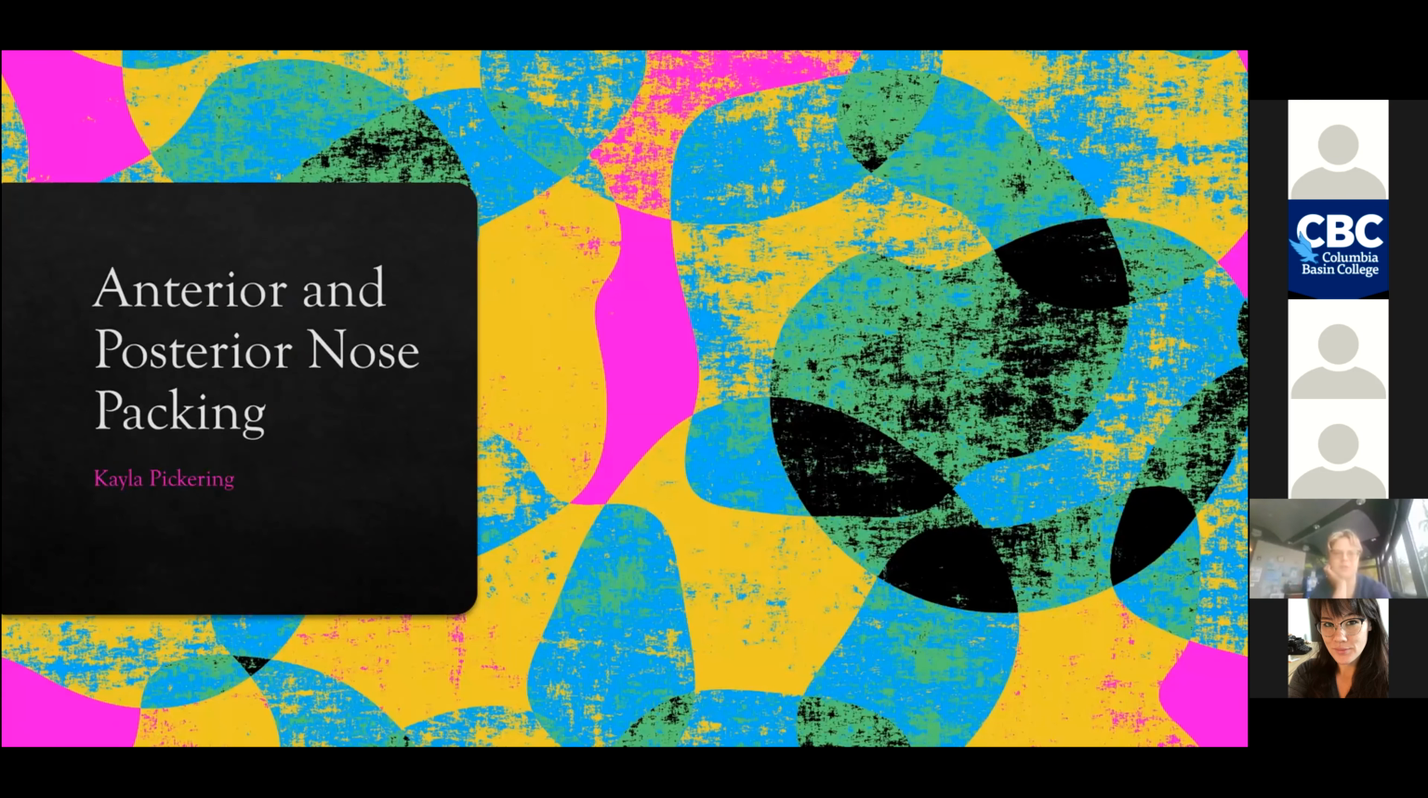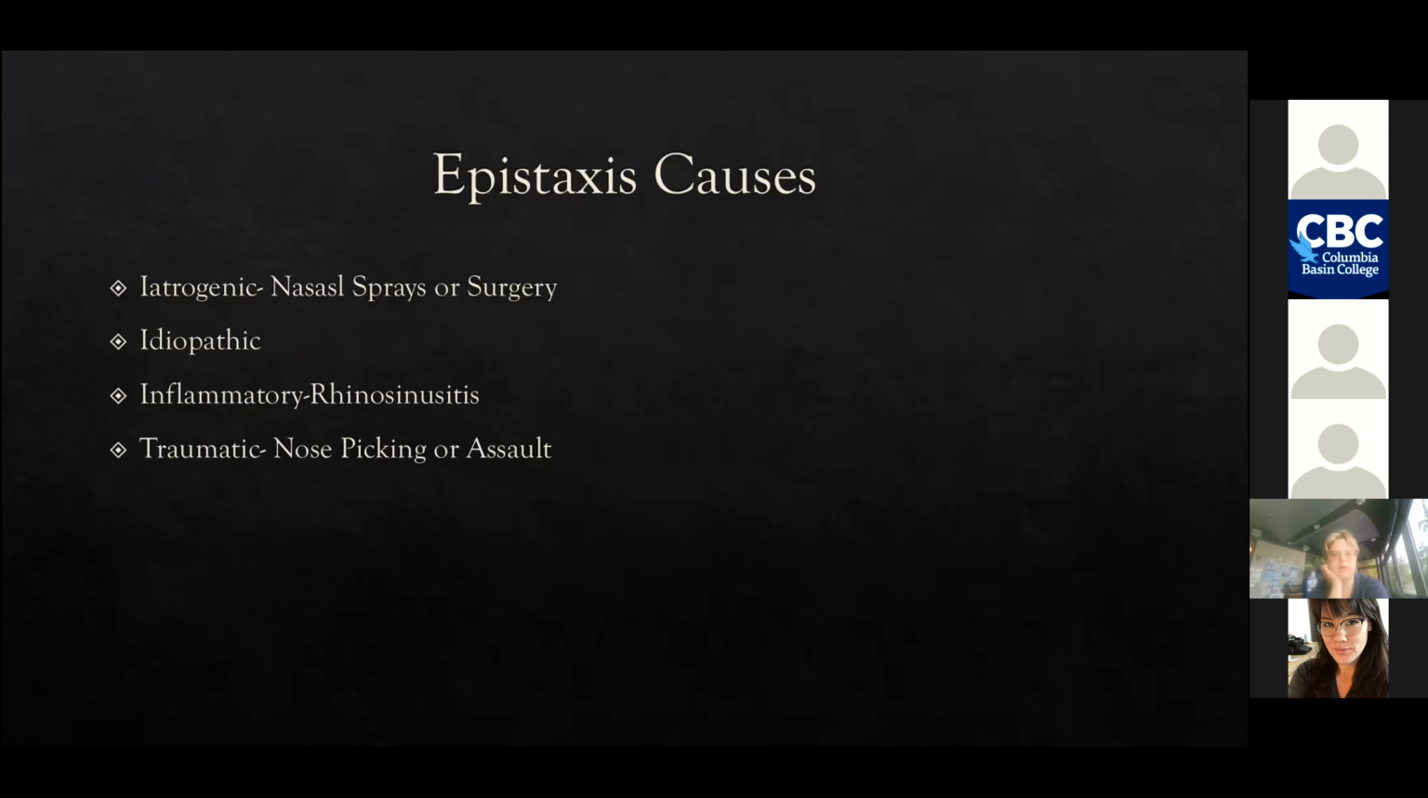Yes. Okay, so mine is on anterior and posterior nose packing. We'd use nose packing for nosebleeds, so epistaxis. There are lots of different things that can cause nosebleeds, such as nasal sprays, inflammation, trauma, or idiopathic causes.